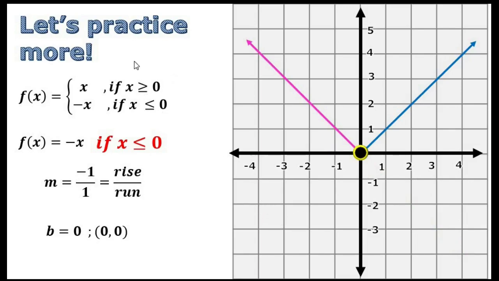This is now the graph of the piecewise function x if x is greater than or equal to 0, and negative x if x is less than or equal to 0.